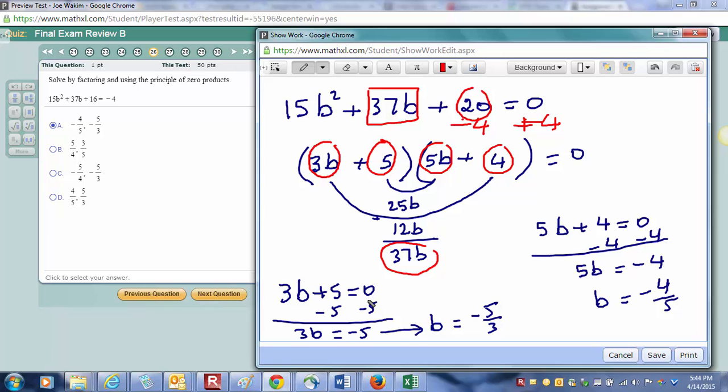3b plus 5 equals 0. That would give you b equals negative 5 over 3. And 5b plus 4 equals 0. That would give you b equals negative 4 over 5. So basically, when you want to factor, you just look at the first term, you get 3b times 5b. You look at the last term, 5 times 4. Now to confirm this is the correct answer, you have to do the outer plus the inner and get the middle term.